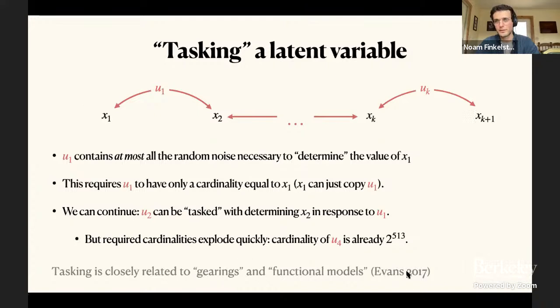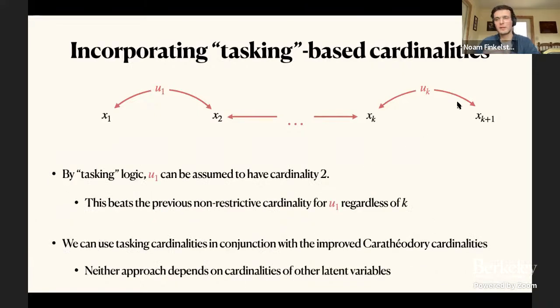This idea of tasking, especially in a context like this, is very closely related to gearings and functional models in another paper by Robin Evans. But one thing to point out is that by the tasking logic, U1 can be assumed to have a cardinality of 2, and that beats the previous non-restrictive cardinalities for U1, for any k. And so we can use these tasking-based cardinalities in conjunction with the improved cardinalities, because neither depends on the cardinalities of other latent variables.